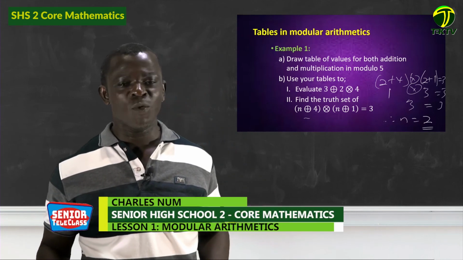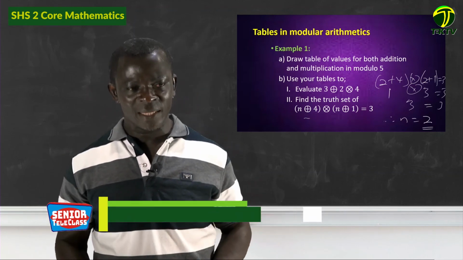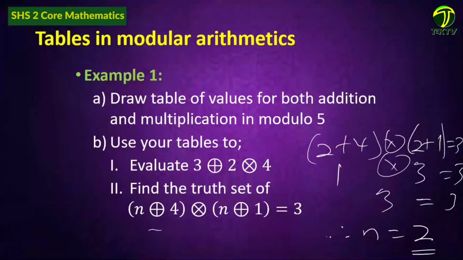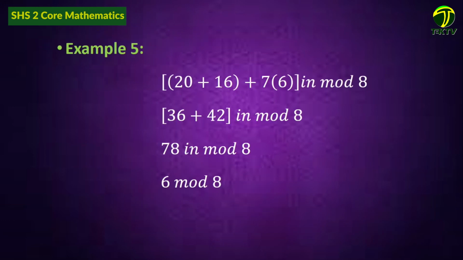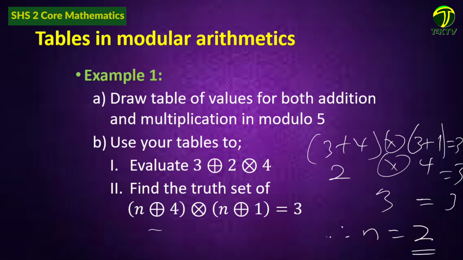The moment you get an answer, it doesn't mean you are done. No, you have to check with the other answers. Continue to check with the remaining answers. So in this case, we have in mind 2. Let's look at 3 and see. In place of n, write 3. 3 plus 4 on the table is 2. 3 plus 1 on the table is 4. And now 2 times 4 on the table. Check 2 times 4 on the table. 2 times 4, that is also 3. So 3 is equal to 3. And for that matter, n is what? The 3 that we use in testing.